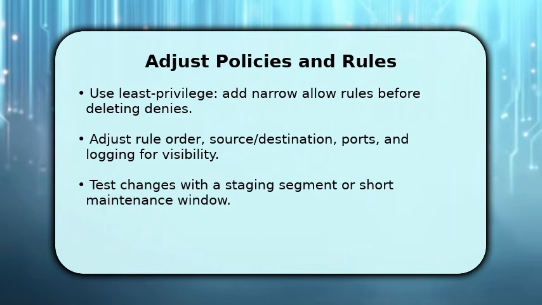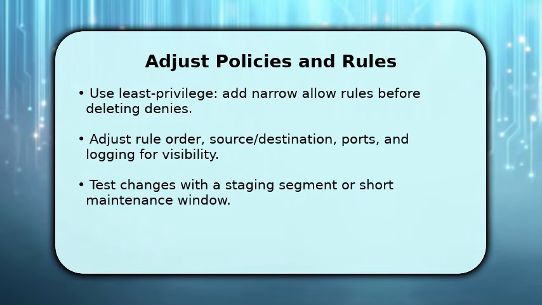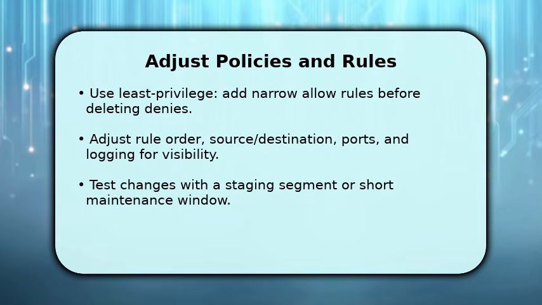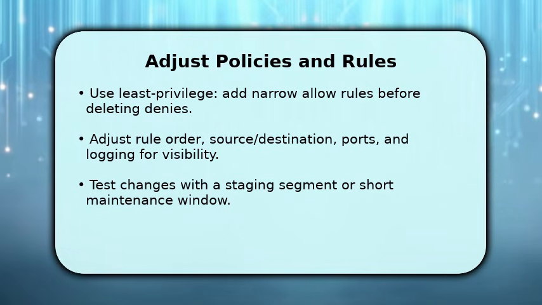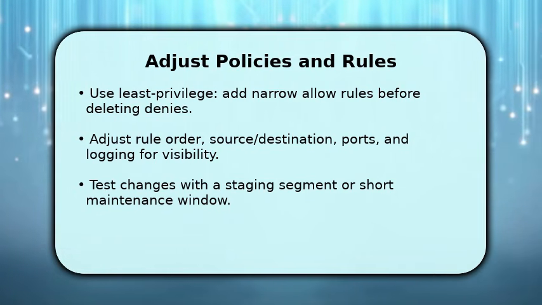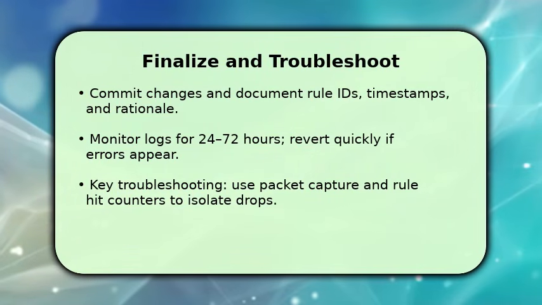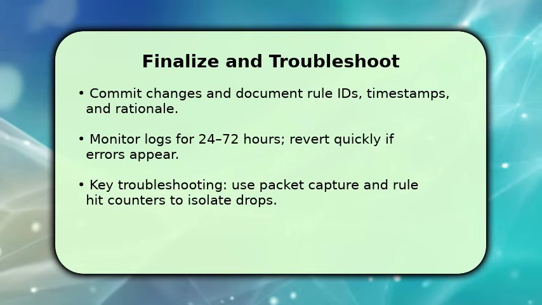Once implemented, test connectivity from a representative client in a staging segment or during a brief maintenance window. If traffic still fails, inspect logs and use packet capture to see where packets are. After successful tests, commit the configuration and document every change: rule ID, timestamps, and purpose.